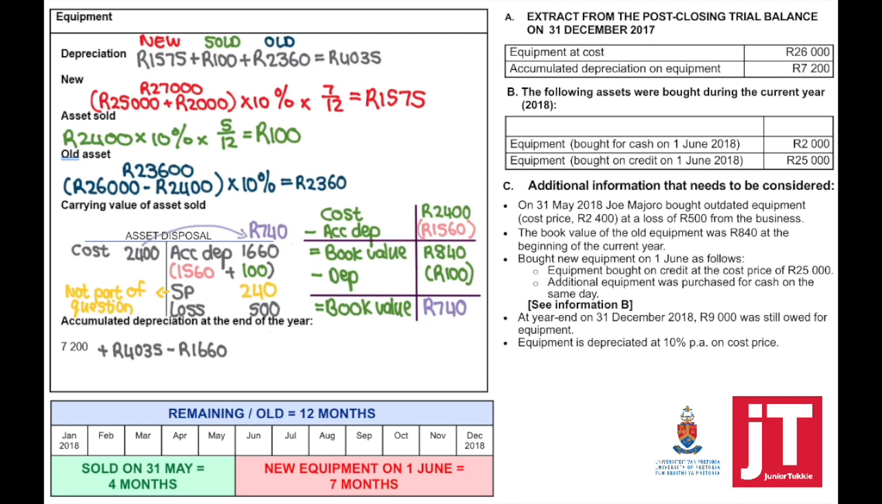I always suggest whenever you see asset disposal, make sure that you open the asset disposal account. Fill in the information which you've got, find the missing information. For instance here, if you want to find out the selling price now, this becomes the balancing figure. If you take 740 minus 500, if we sell it for less than the book value, it means we need to subtract that, and that equals the selling price.